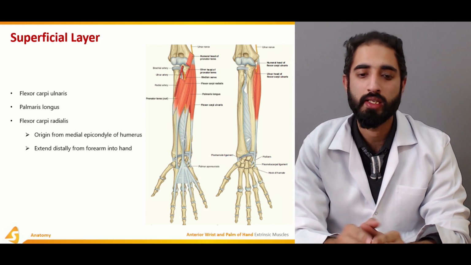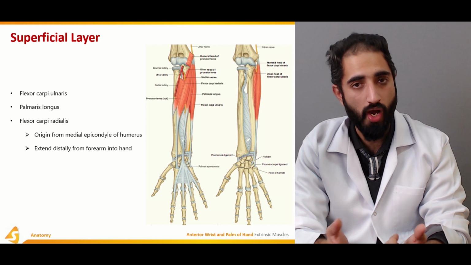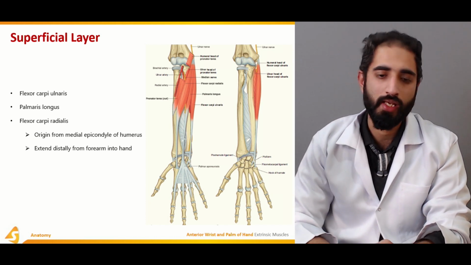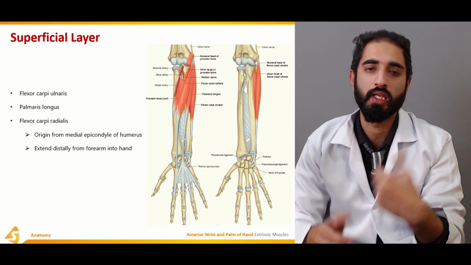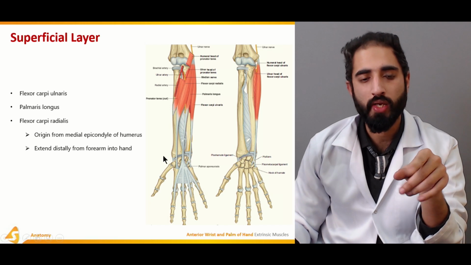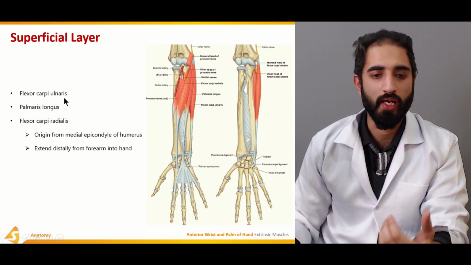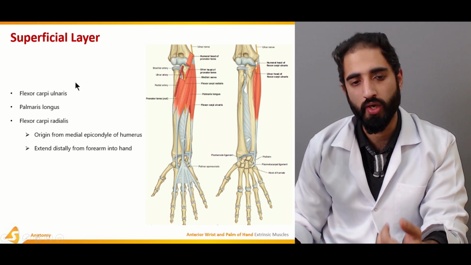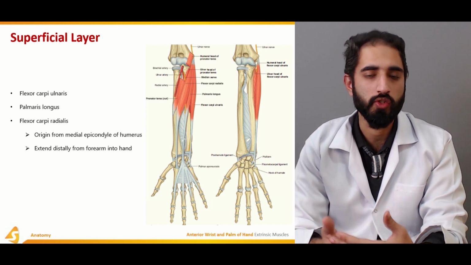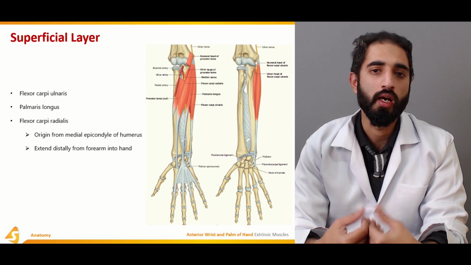They extend distally from the forearm into the hand, and they perform their functions at the level of the wrist and the hand, most commonly the flexion of the wrist. Now, if we take a look at the names of these muscles, we have ulnaris, longus, and radialis. Ulnaris means towards the ulna or towards the medial side, and radialis means towards the radius or towards the lateral side.